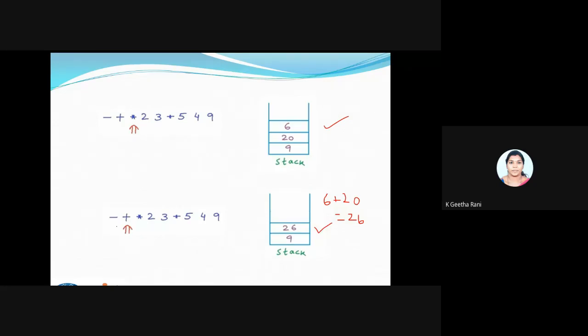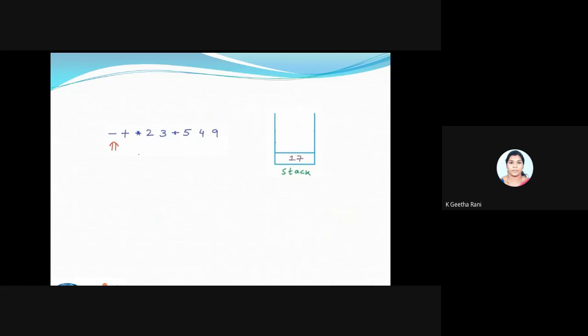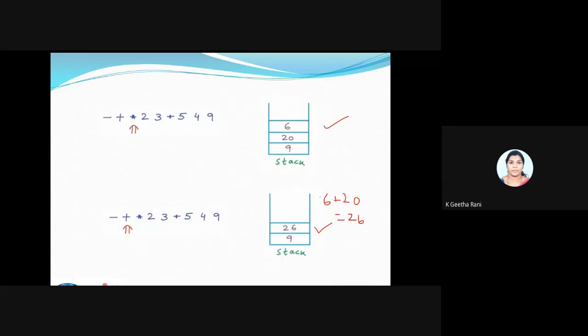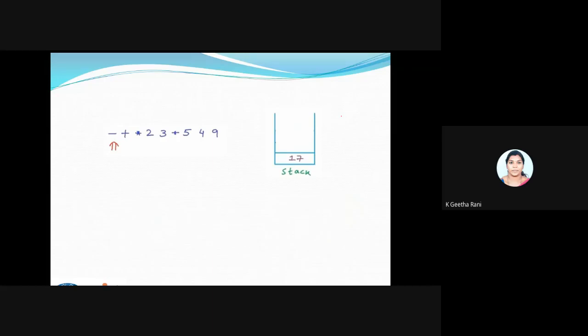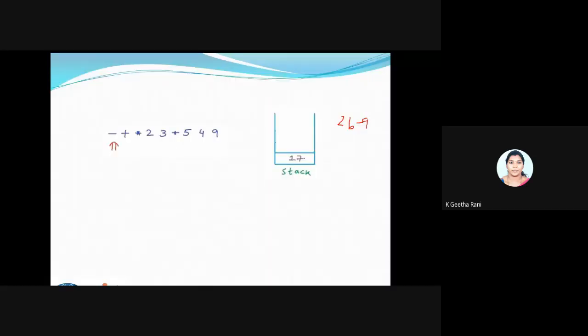And again while traversing, I got an operator. So again what I will do is remove 26 and 9 from the stack, and my operator is minus. I'll perform a minus here, so I'll get an answer of 17. So I stored the result inside my stack. So this is the way I'll be evaluating my prefix.